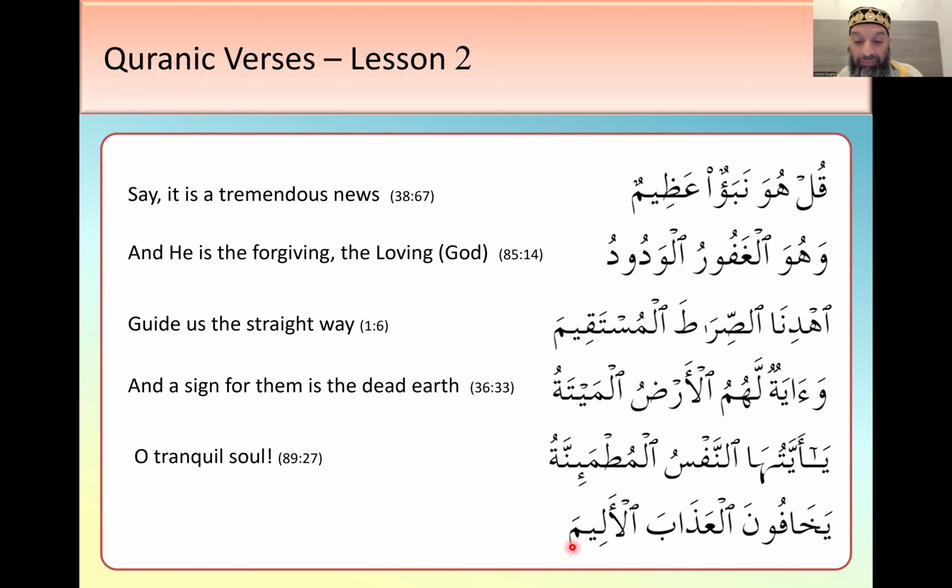يَخَافُونَ الْعَذَابَ الْأَلِيمِ. Okay. They fear al-adhab. Now, al-adhab means the punishment because it has the alif lam. Remember? Alif lam means the punishment. The punishment. It's masculine as well, right? It's masculine because it doesn't have a ta marbuta, okay? So al-adhab is the punishment, and now its description. What sort of punishment? Al-alim.